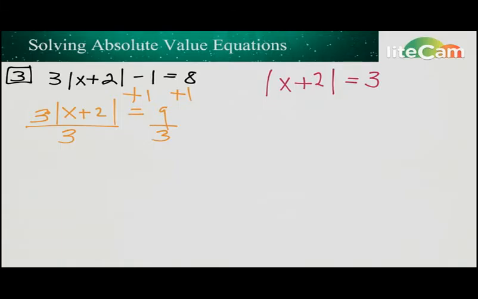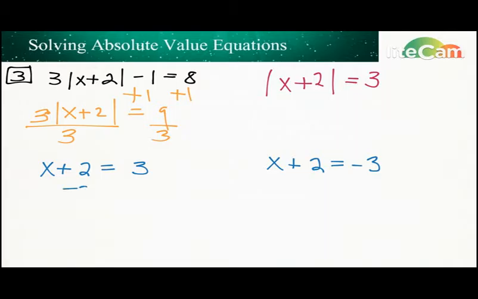So let's do that right here. We've got x + 2 equals, first my positive, 3, and x + 2 equals the negative, -3. Now if I subtract 2 over, I get x = 1. And if I subtract 2 over here, I get x = -5.